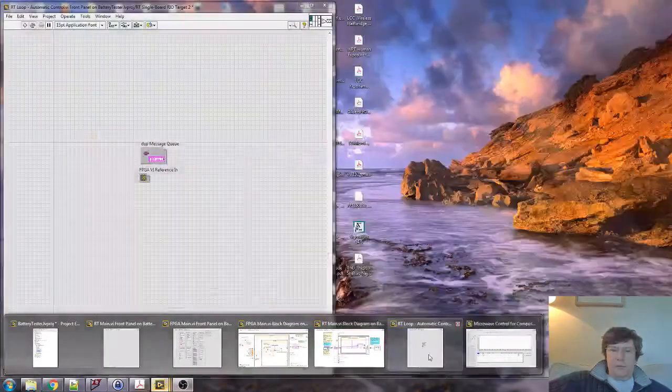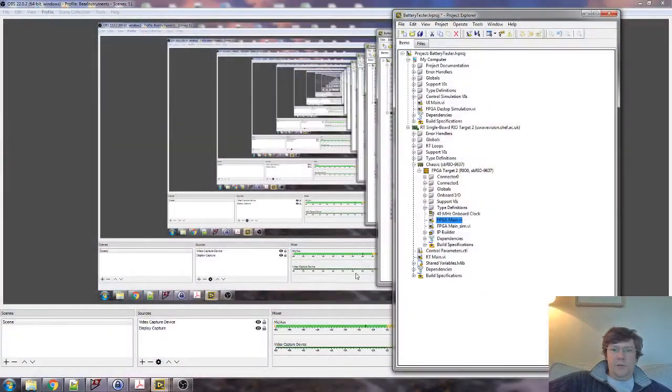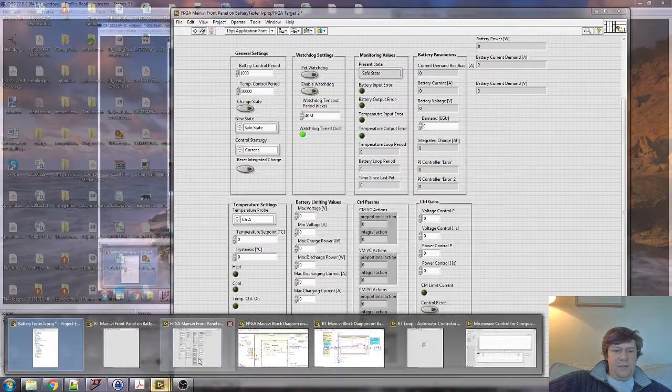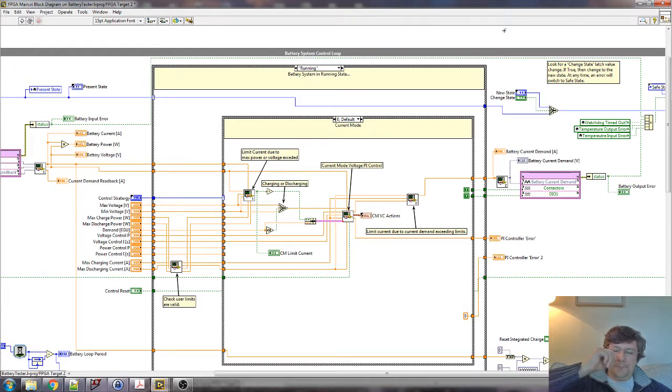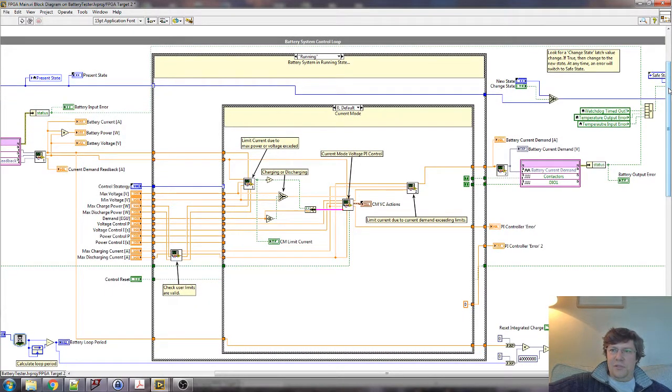Alrighty, so NI Days is coming up in London fairly soon, and I've been doing quite a lot of Simulink lately in my videos, so I thought I'd better do some LabVIEW, try and redress the balance. And the particular LabVIEW I've got in mind is to do with battery cycling.